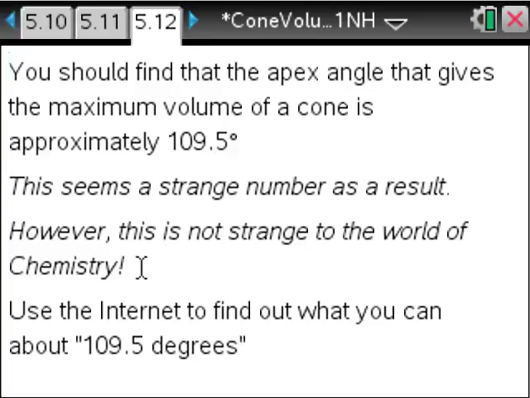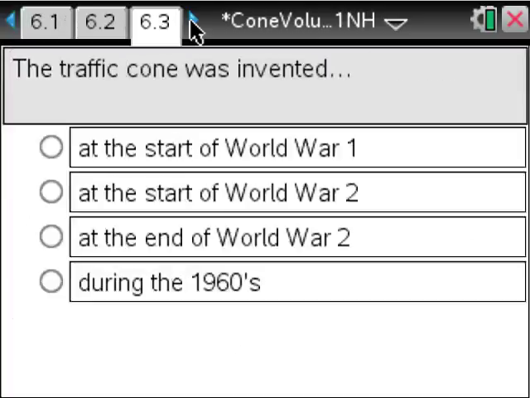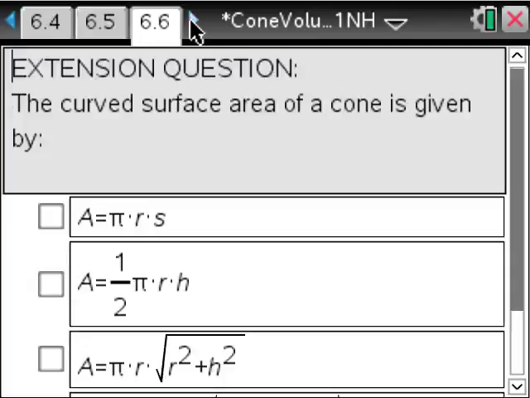It's strange to us but not to chemists, and there's a little bit of exploration there for the students to do. And then there are a few pages at the end simply to do with a little bit of fun, following their pages of toil involving heavy algebra.